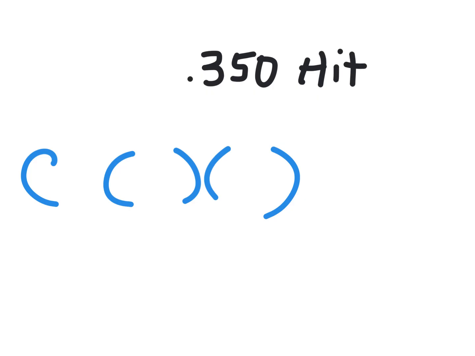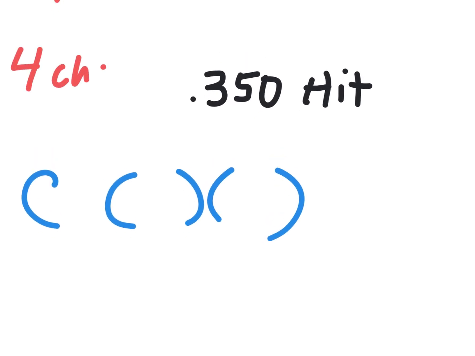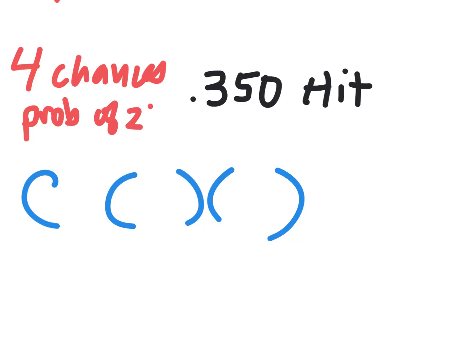So you are normally a .350 hitter. What that means is you have a 35% chance that you're going to hit it. That's actually pretty good. You would think that's kind of a small percent, but for hitting, a .350 would be a great batting average. You get 4 at-bats. And you want to figure out the probability, they're always probabilities, of 2 hits.